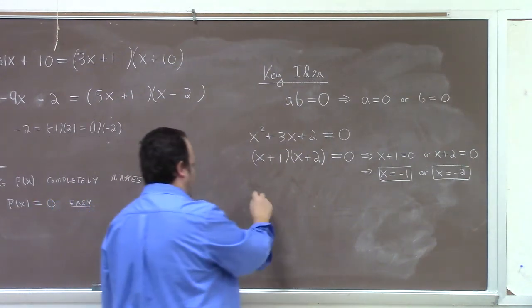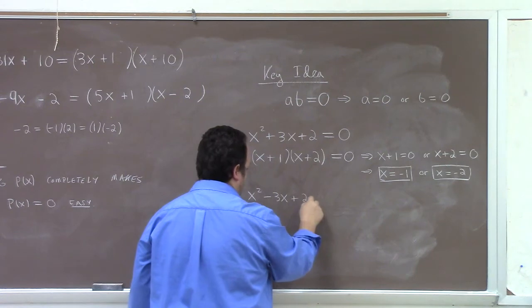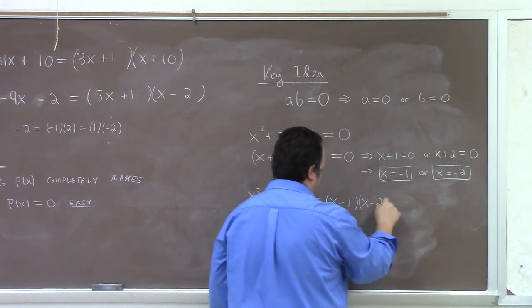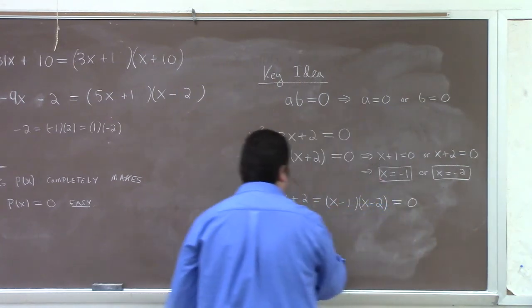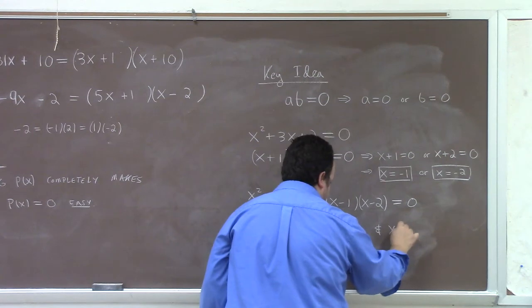Like in contrast, if I had x squared minus 3x plus 2, I would get x minus 1 times x minus 2. If I set that equal to 0, then I could tell you the solution is x equals 1 and x equals 2.